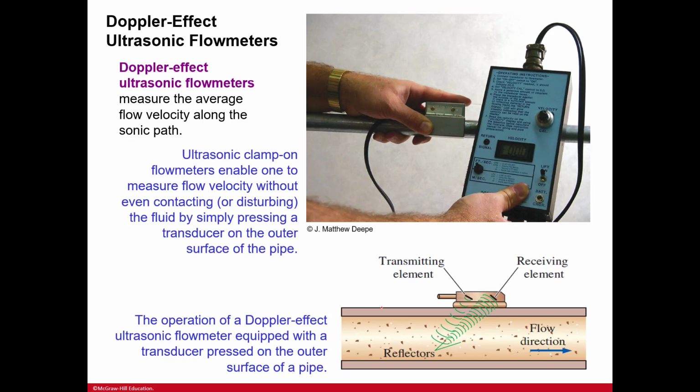Doppler effect ultrasonic flow meters measure the average flow velocity along a sonic path. And you can see here it's transmitting from here, and then we've got reflectors, and then this is what is received in a flow direction here.